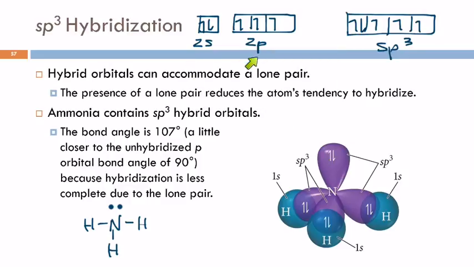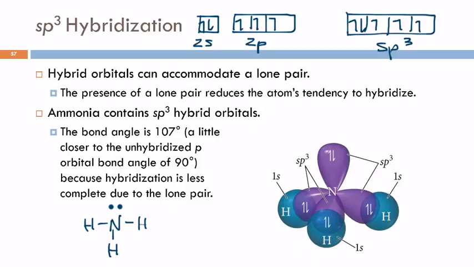You might look at this and say, well, this predicts NH3 also, but it predicts the wrong bond angles. If these are unhybridized p orbitals overlapping with the hydrogens, the bond angles are going to be 90 degrees, and that's not what we see. The bond angle here is 107. It's less than the perfect 109.5 for a tetrahedron.